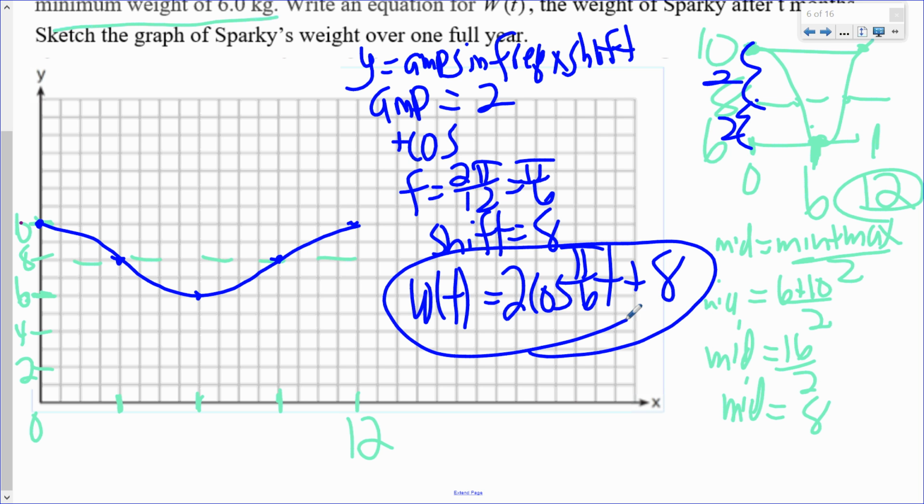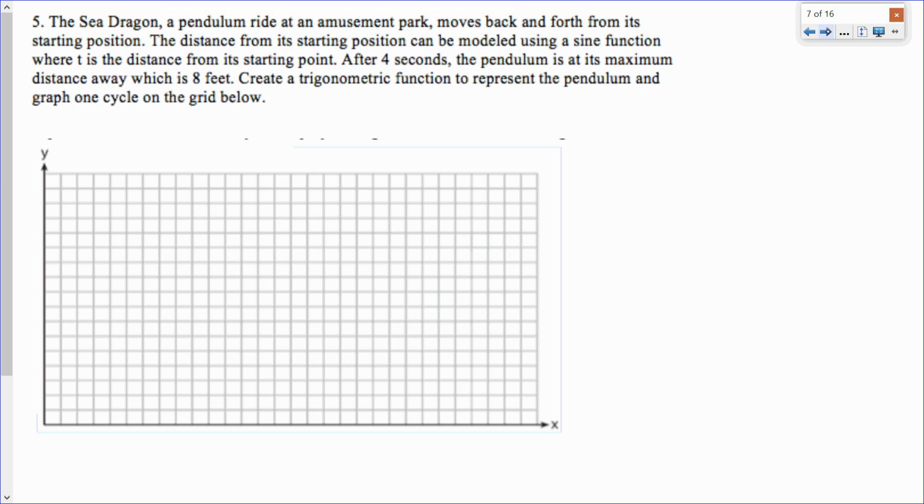So pretty much same thing, and nothing new really for this next lesson, which is just the same lesson, it's just more examples. The Sea Dragon, a pendulum ride at an amusement park, moves back and forth from its starting position. The distance from its starting position can be modeled by a sine function, where t is the distance from the starting point. After 4 seconds, it's at its maximum distance, which is 8 feet. So the maximum it says is 8.